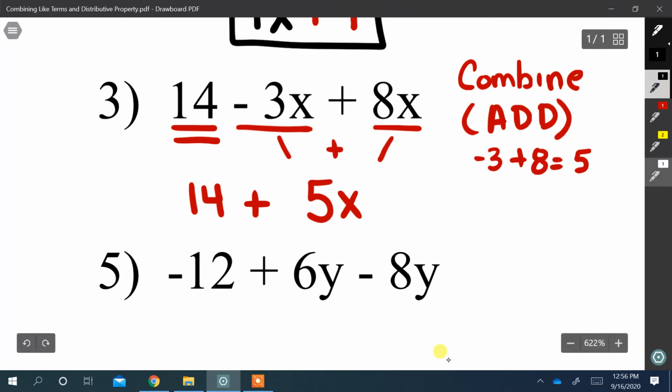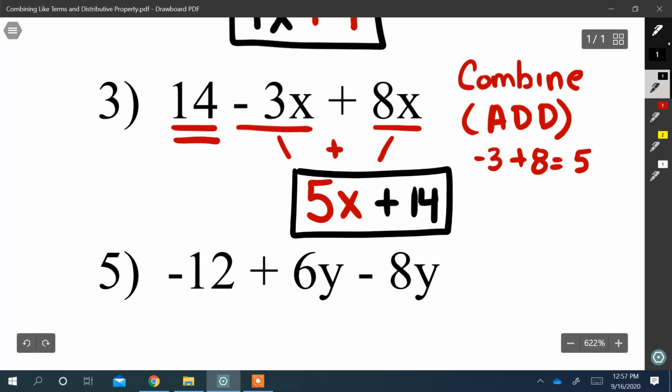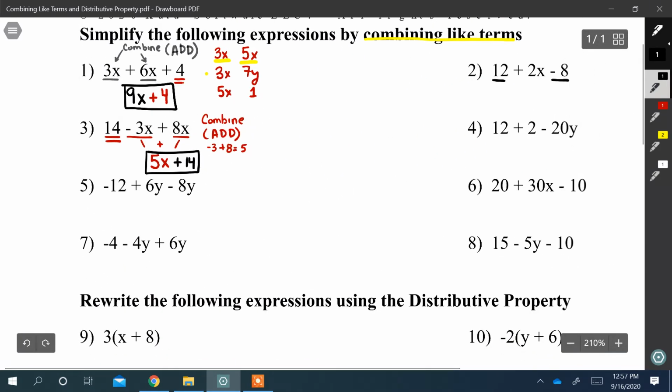Oh, wait a second. What if I do it a different way? What if I write the 14 on this side right here? Would that be wrong? Absolutely not. It doesn't really matter where you put it, as long as it's there. Can I combine those two together? No, because the 5x and the 14 are not like terms. Alright, awesome. Now you're going to do number 4. Go ahead and combine those like terms and do them.